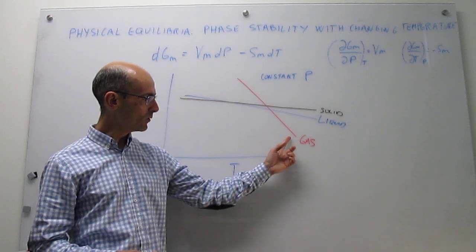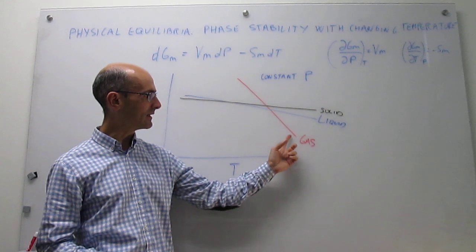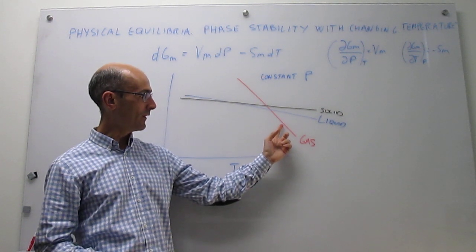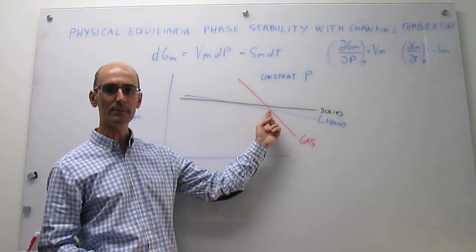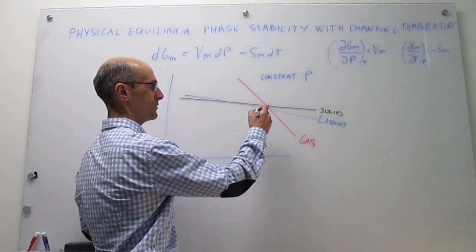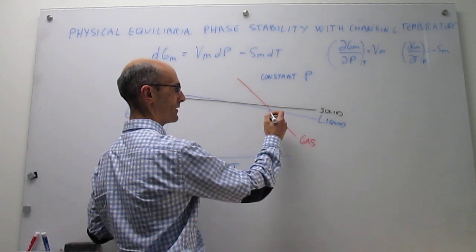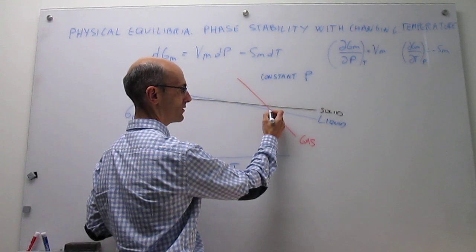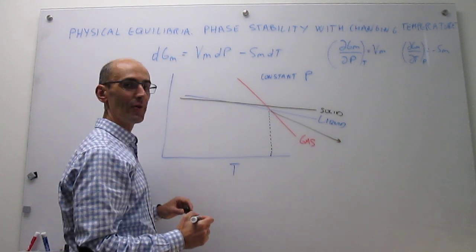Now, if we cool down, suppose that we have this temperature initially, and now we cool down. This still means that the gas is a stable phase until you get to that crossing point. At that point, the molar Gibbs energy of the liquid and the gas is exactly the same, right? So I'm actually going to draw here an arrow and write exactly what the thermodynamics there is.